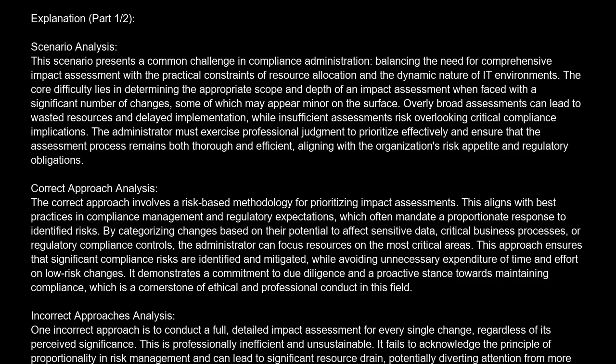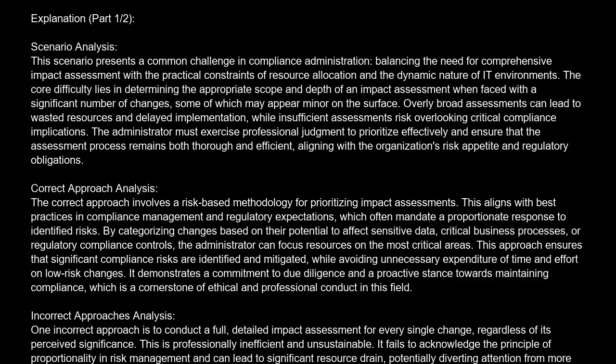Overly broad assessments can lead to wasted resources and delayed implementation, while insufficient assessments risk overlooking critical compliance implications. The administrator must exercise professional judgment to prioritize effectively and ensure that the assessment process remains both thorough and efficient, aligning with the organization's risk appetite and regulatory obligations.